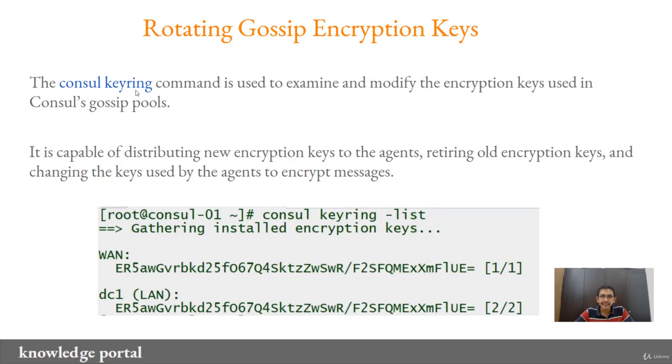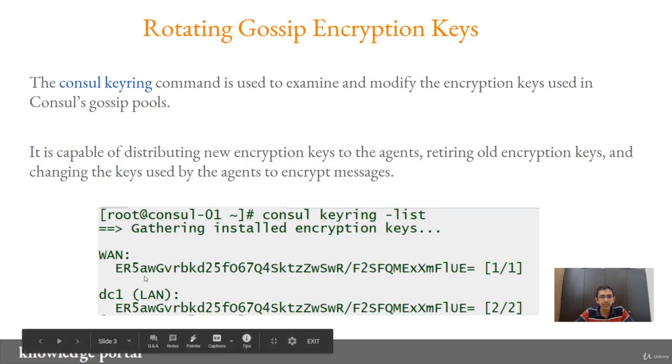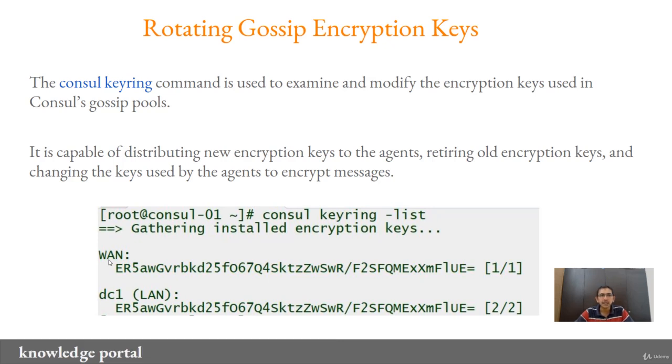Now, the Consul keyring command is used to examine and modify the encryption keys used within the Consul Gossip protocol. So if you do a Consul keyring -list, it will show you the list of keys that are available for the Gossip encryption for both the LAN as well as the WAN environments. Now, the Consul keyring itself is capable of distributing a new set of encryption keys to the agents, retiring the old encryption keys and changing the keys used by the agents to encrypt the message. So this is a really great tool that allows a lot of flexibility.